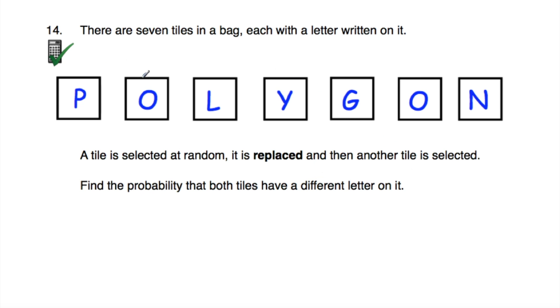So in other words, like a P and an O, a P and an L, P and a Y, and so on. Now if we were to consider that, there'd be quite a lot of different outcomes: PO, PL, PY, PG, PN, OP, OL, OY, and so on. And there's going to be lots of different outcomes. So the easiest way to do this question would be to find the probability that the two letters are the same. And then if we can find the probability that the two letters are the same, we can then do 1 subtract the probability that they're the same, and then that'll tell us the probability that they'll be different. So the probability that they're different would be equal to 1 subtract the probability that they're the same.